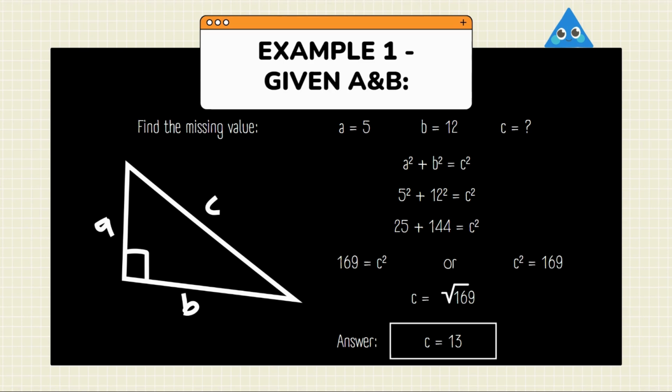So if you square root the c squared, they both cancel out. The squared and the square root cancel out, and you get c. If you square root the 169, it turns into 13, because the square root of 169 is equal to 13. So c is equal to 13 in this scenario.